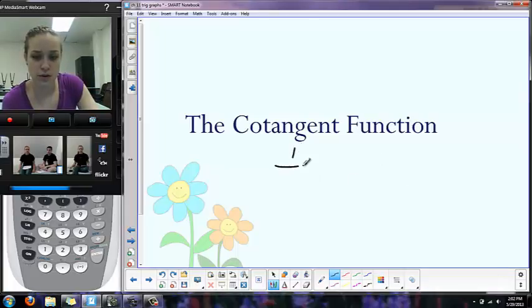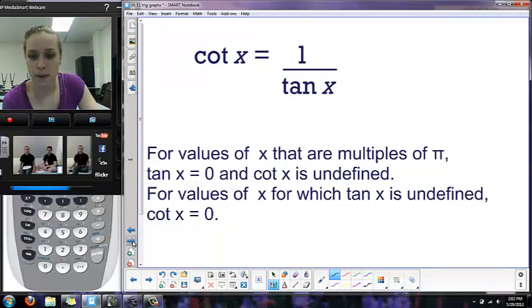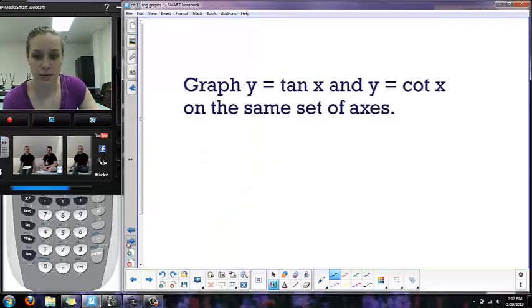Cotangent is defined as 1 over tangent, obviously. So you probably know what we're going to do next. For all the values of x that are multiples of pi, tangent of x is equal to 0, and cotangent of x is undefined. So pretty much wherever tangent is 0, cotangent is undefined. We already knew that from the previous two. So we're going to graph tangent and cotangent on the same set of axes and see what happens.